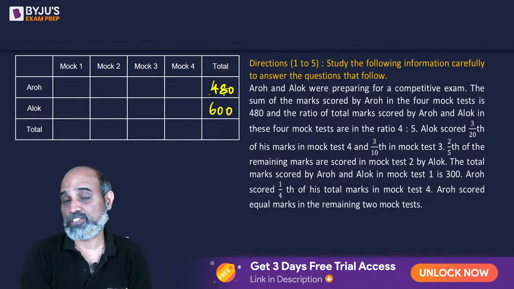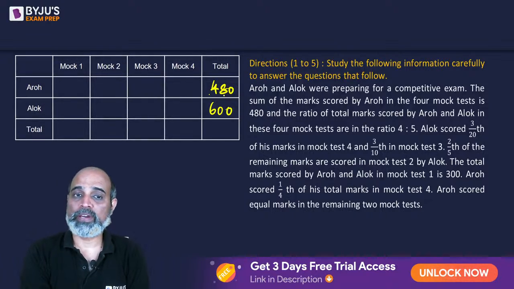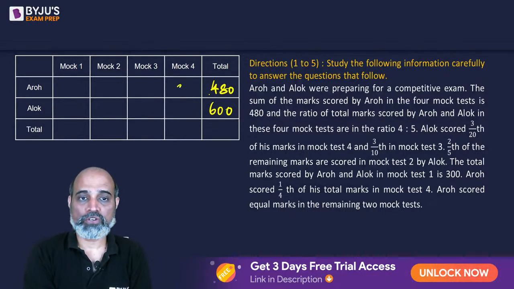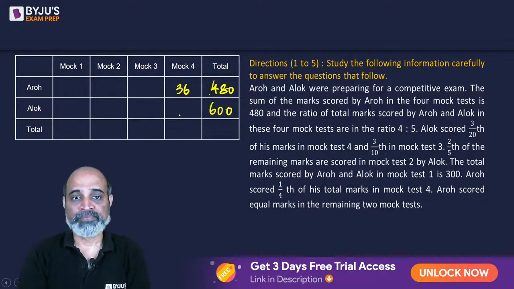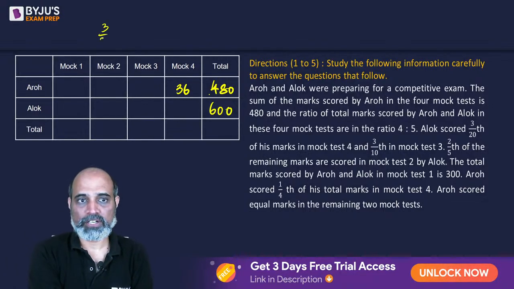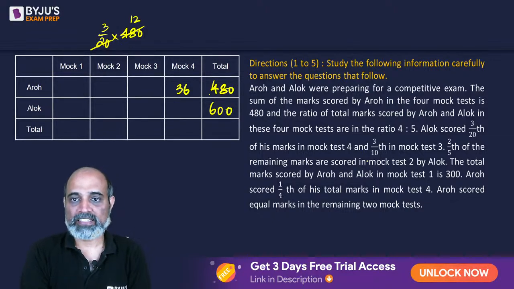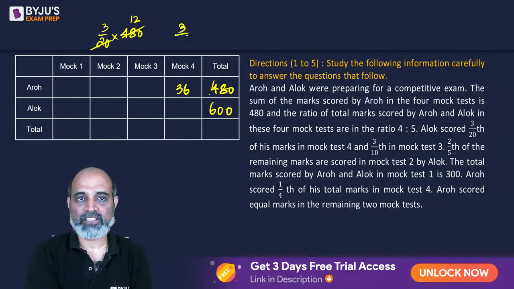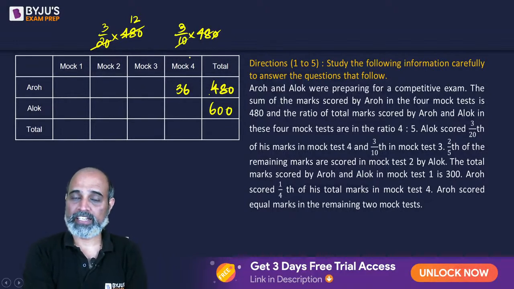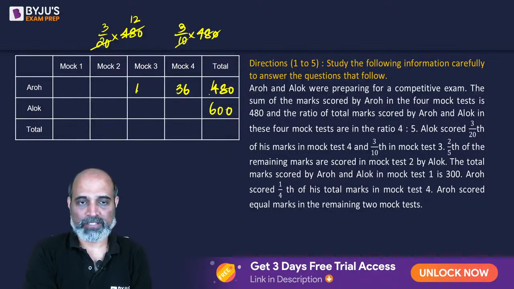Okay. Alok scored 3/20th of his marks in mock test 4. So 1/20th of 480 is going to be 12, right? So he scored 3/20th. So this is going to be 36 marks, right? In other words, 3/20th of 480, 20 into 12 is 480, 3 into 12 is 36. And 3/10th of 480, which is going to be 3 into 48, which will result in 144 in mock test 3.